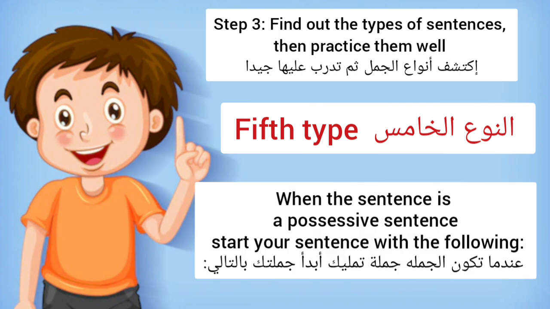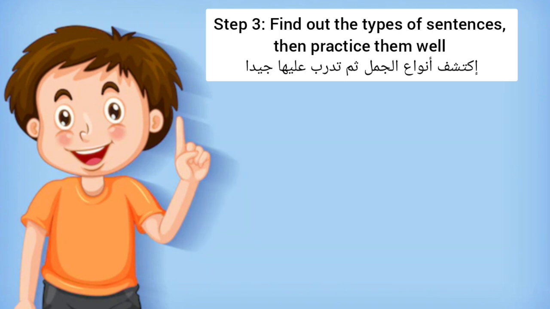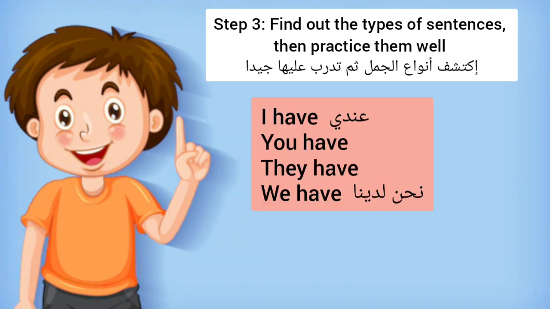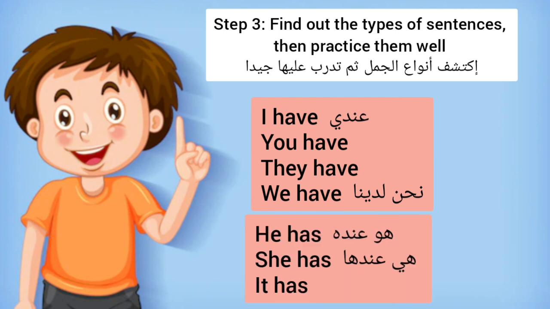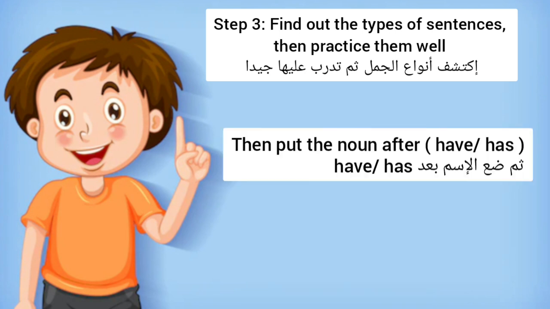Fifth type. When the sentence is a possessive sentence, start your sentence with the following. I have, you have, they have, we have, he has, she has, it has. Then put the noun after have, has.